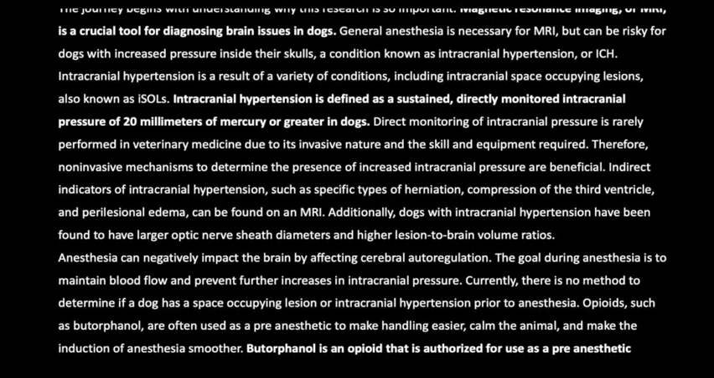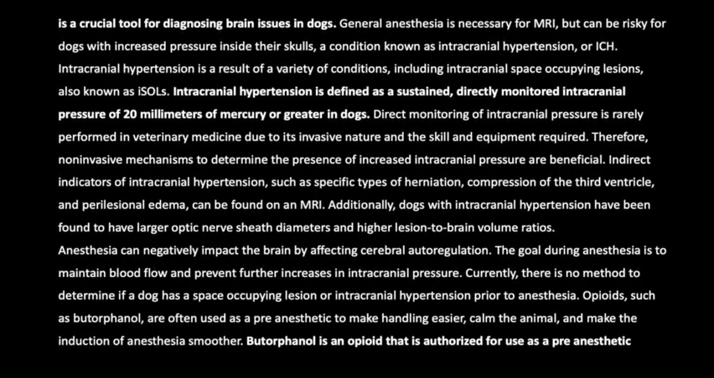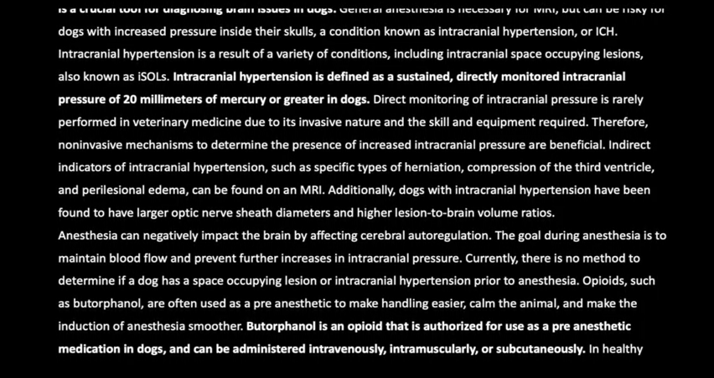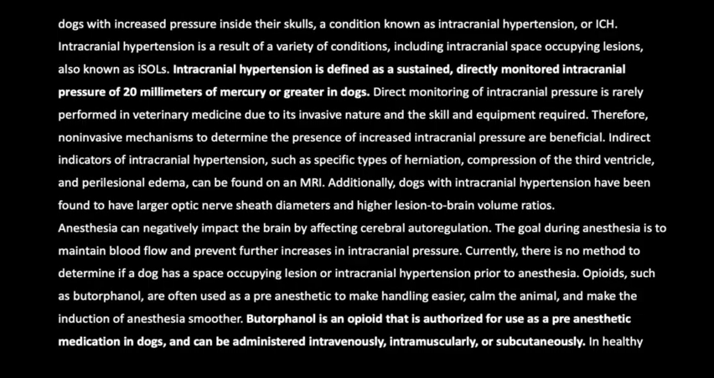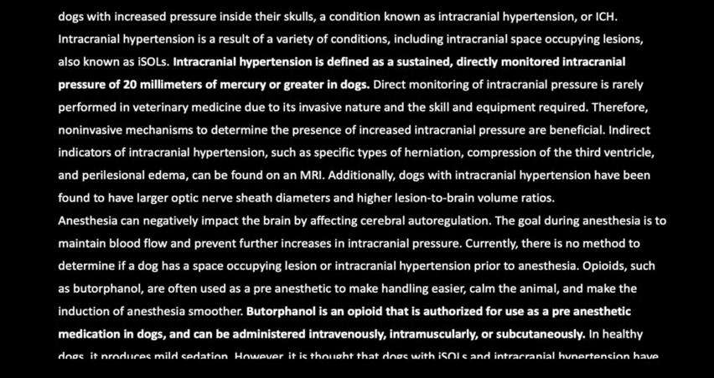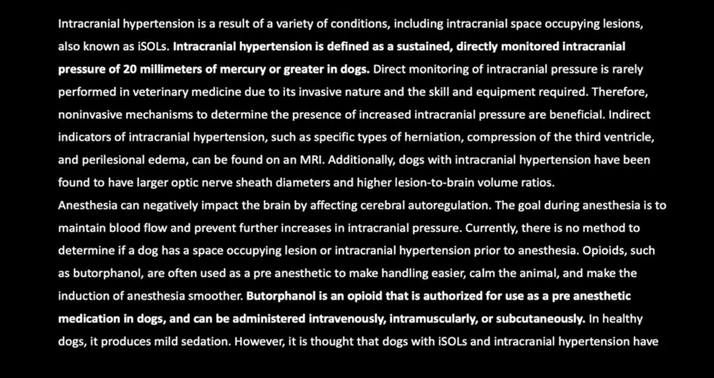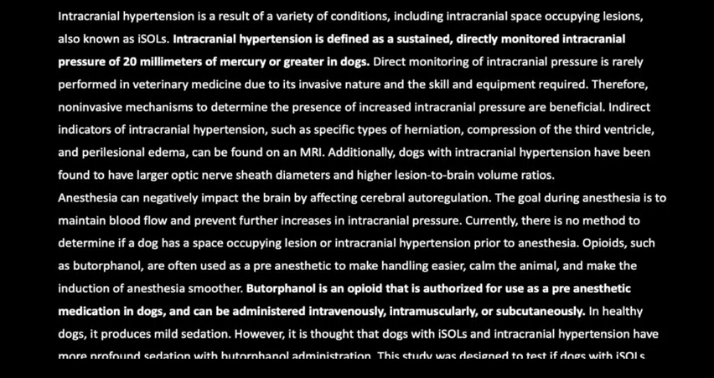Indirect indicators of intracranial hypertension, such as specific types of herniation, compression of the third ventricle, and perilesional edema, can be found on an MRI. Additionally, dogs with intracranial hypertension have been found to have larger optic nerve sheath diameters and higher lesion-to-brain volume ratios.